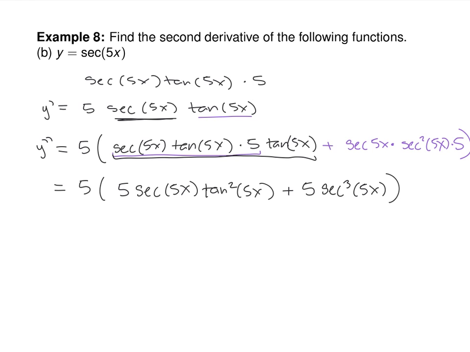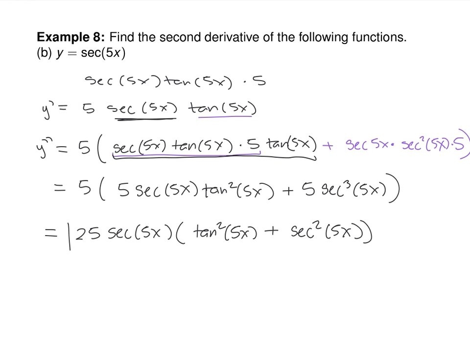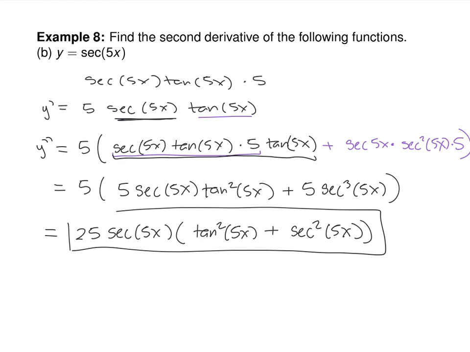And is there any greatest common factor that you can take out? Secant 5x and 5. So that will be 25 secant 5x times tan squared of 5x plus secant squared of 5x. And that second bit doesn't obviously simplify. Okay. Is that all right?